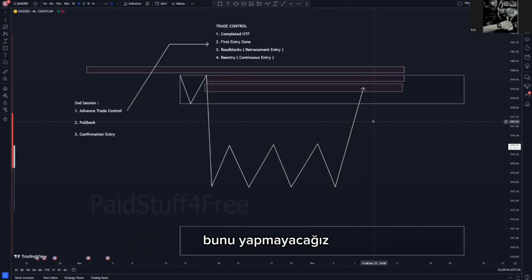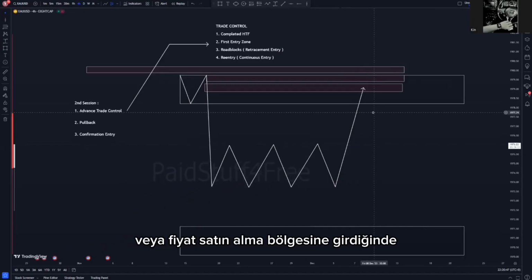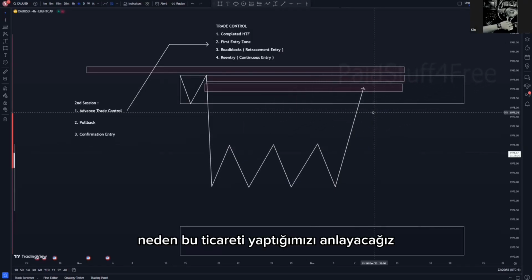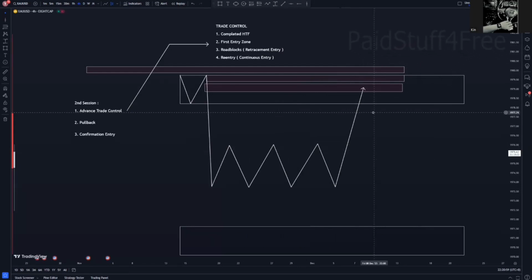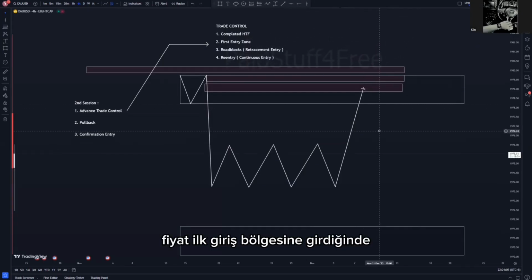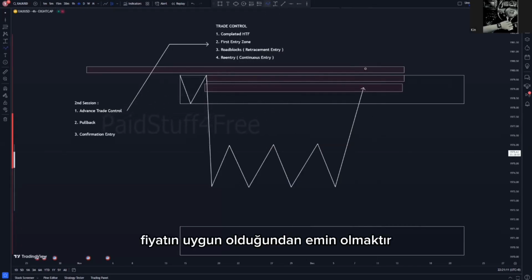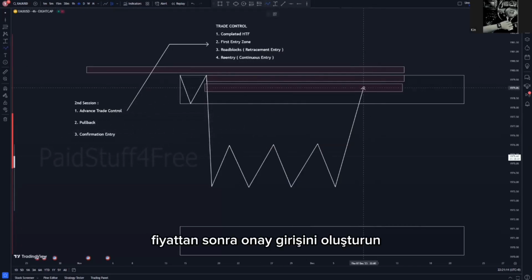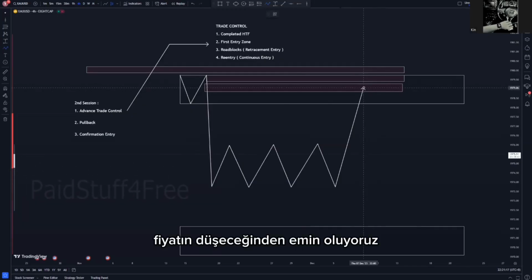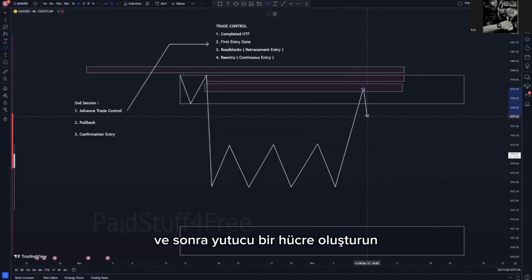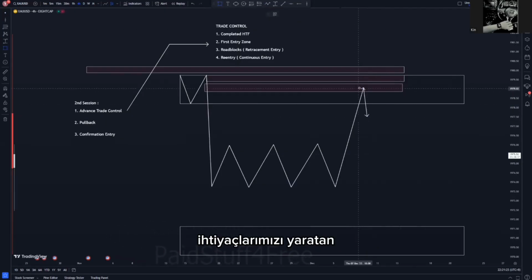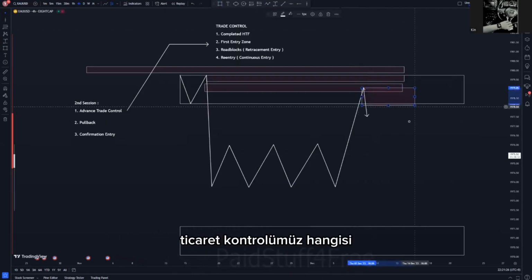So we're not going to do that, because when the price gets into the sell zone or into the buy zone, before we take the buy or the sells, we are going to understand why we take that trade. When the price gets into the first entry zone, the reason we take trades using the first entry zone is to make sure that after the price creates the confirmation entry, the price is going to go down and then create an engulfing sell, which creates our needs, which is our trade control.